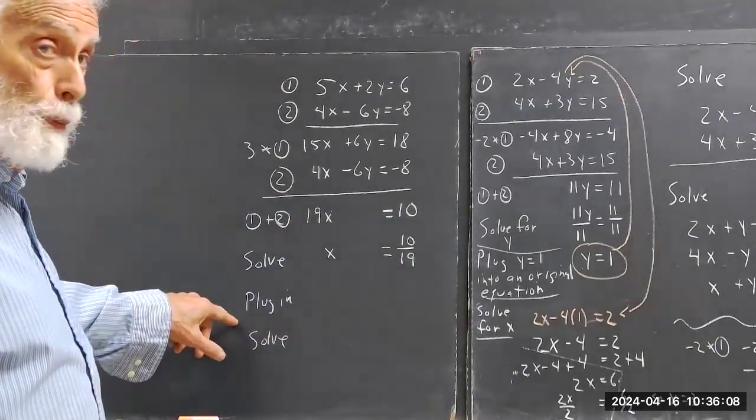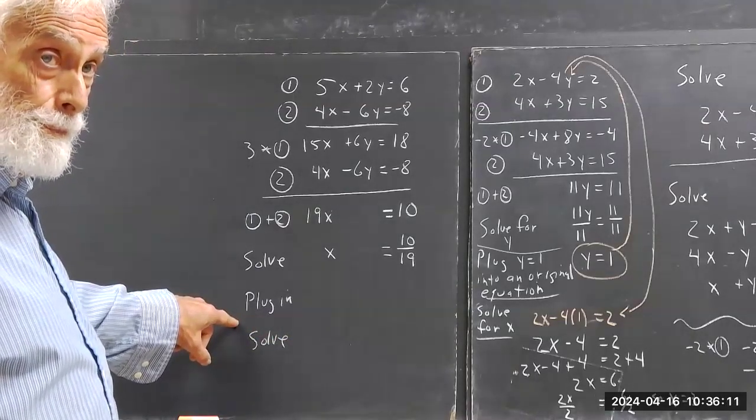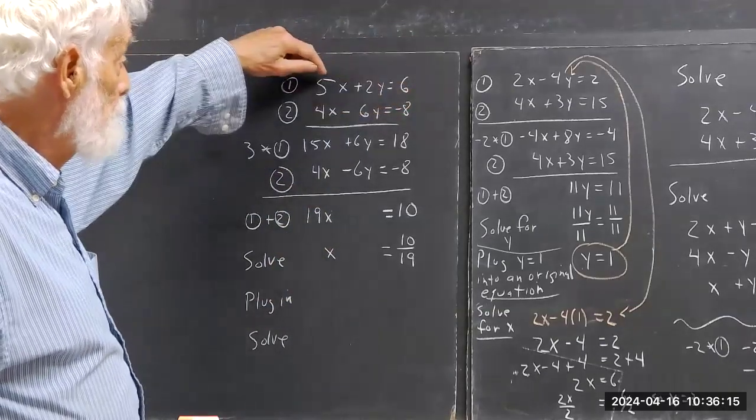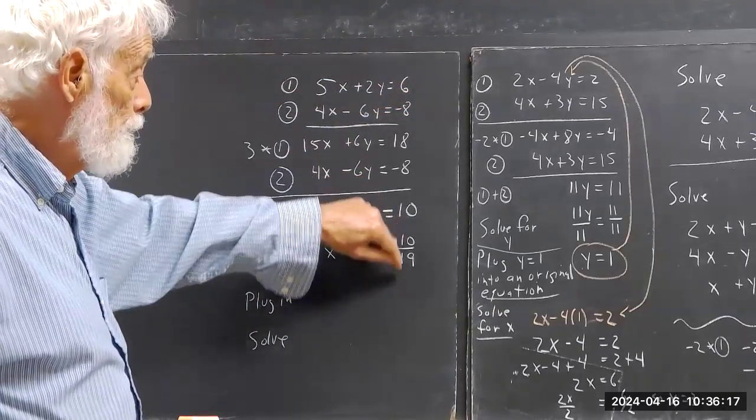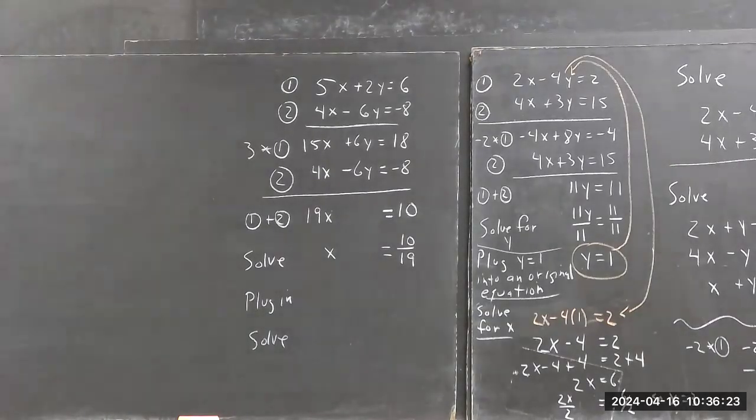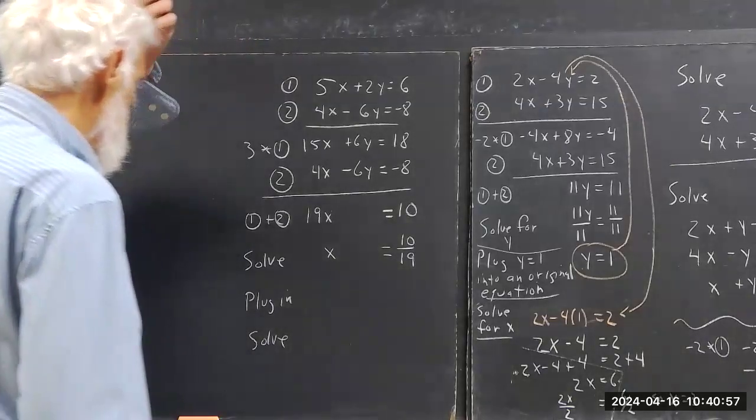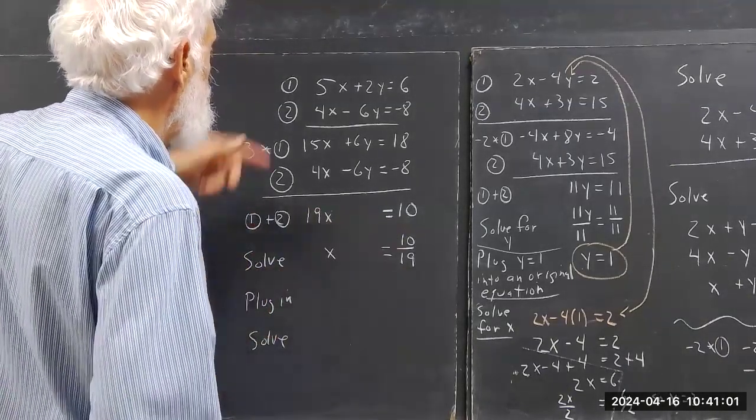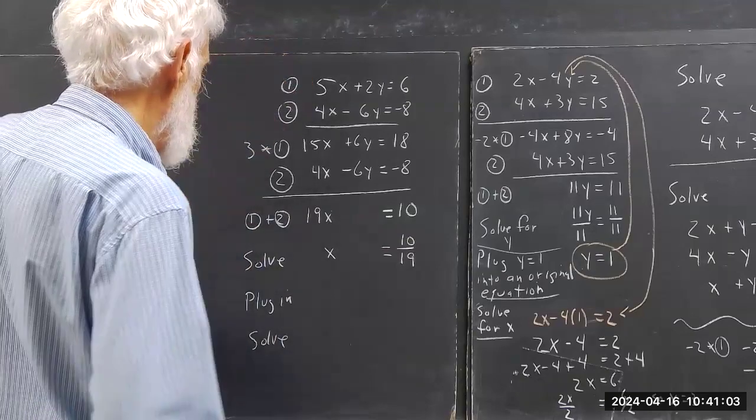We got to plug this in. Where do we plug this in? We take it and plug it into the first equation. We replace x by 10 over 19. Okay, some people got it, some people didn't. We plug in x equals 10 over 19 into the first equation.